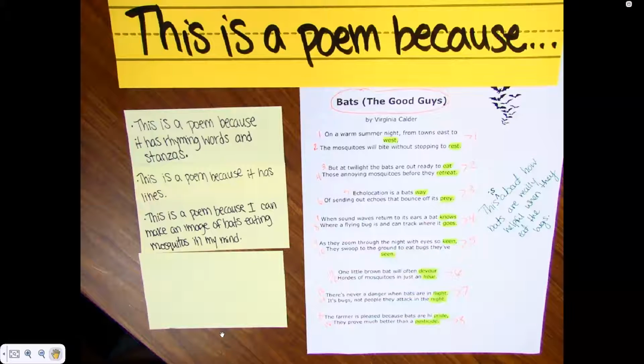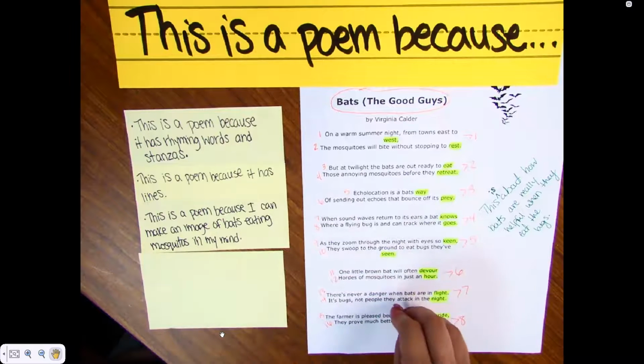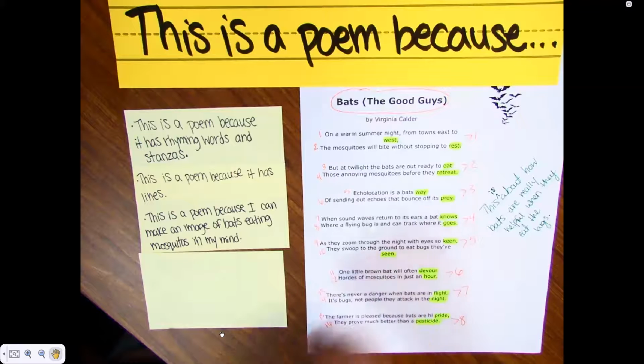So they're having good feelings about the bats because the bats are eating the mosquitoes and helping get rid of all the bugs, acting just like a pesticide. We read that at the bottom. So these bats are doing a really good job. One of our characteristics of poetry is that it expresses thoughts and feelings. Well, this is expressing a feeling, that they really like bats.